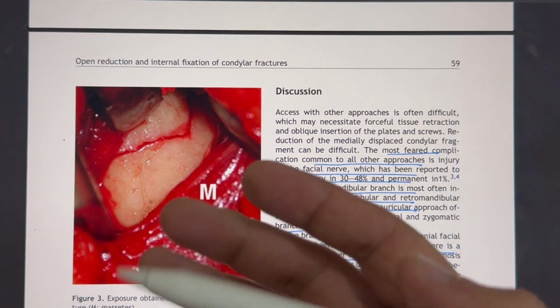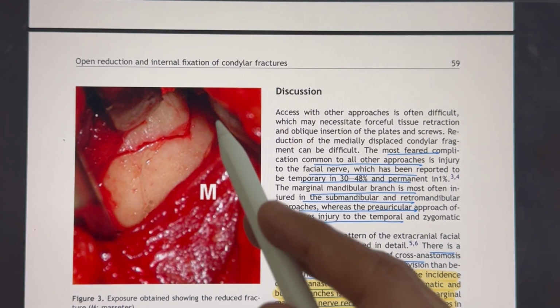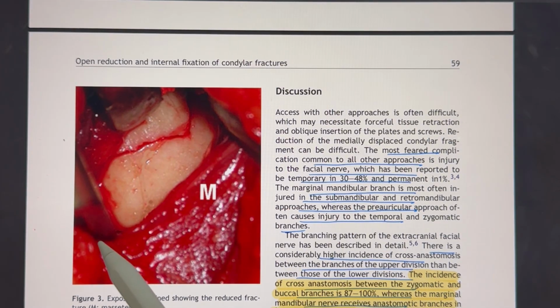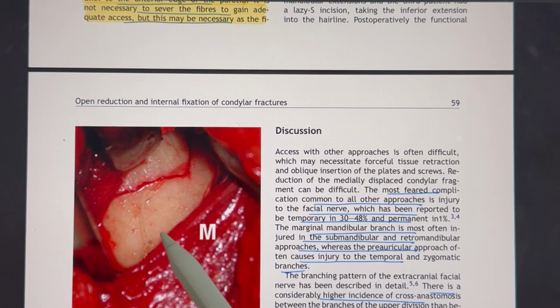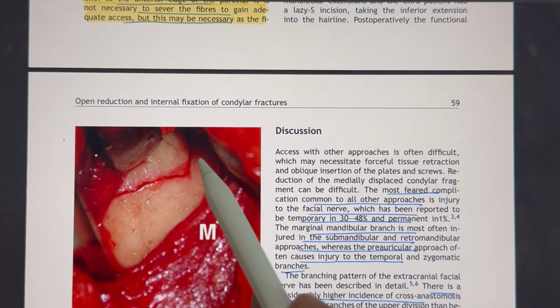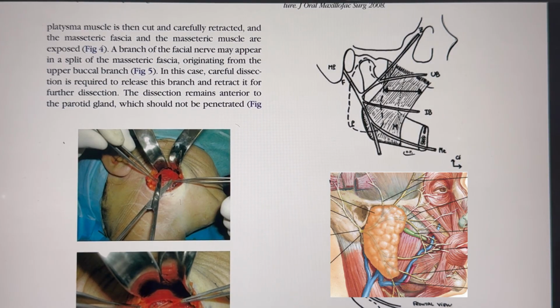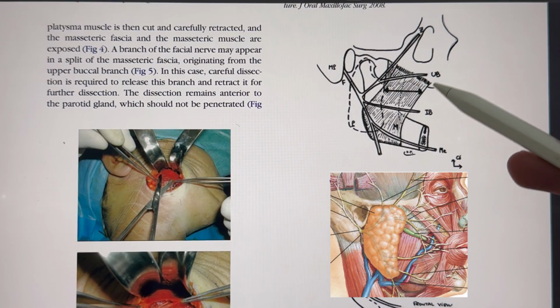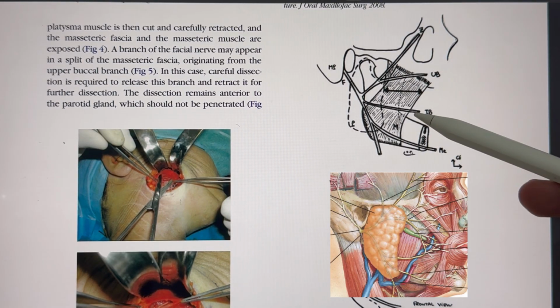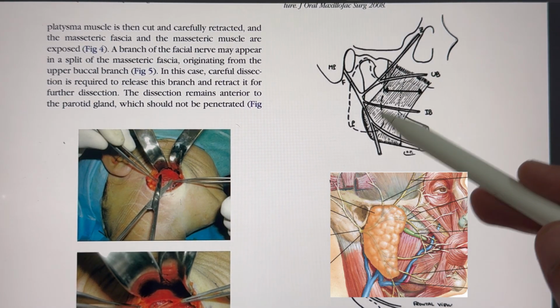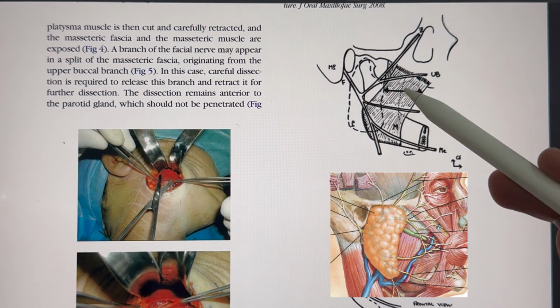So the buccal branch is retracted and the masseter is split in the direction of its fibers. In the deeper parts you can change direction. Finally you approach the periosteum, which is incised to get access to the fracture site. So in this diagram you can better see the branches of the facial nerve, the buccal branches, which can be retracted to access the masseter muscle, which is split in the direction of its fibers.